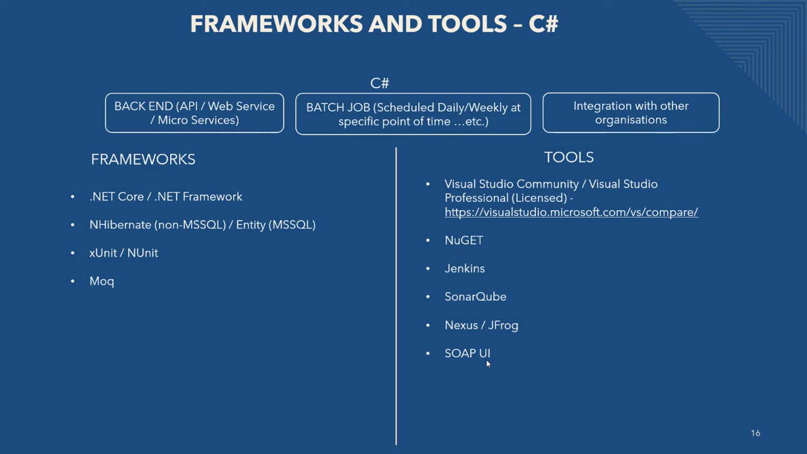And then C Sharp is the next programming language, where the same use cases can be done using C Sharp as well, but it has different frameworks, .NET Core or .NET Framework. Earlier, .NET Framework only worked on the Windows platform, but now Microsoft has released .NET Core as well. C Sharp is obviously a Microsoft owned, Microsoft maintained language, and .NET Framework is as well. .NET Core now supports the Linux platform as well.